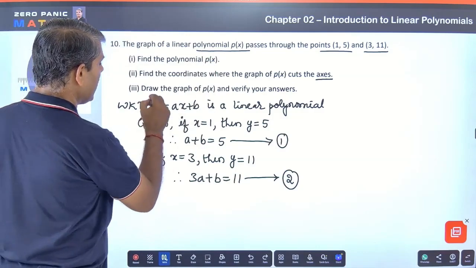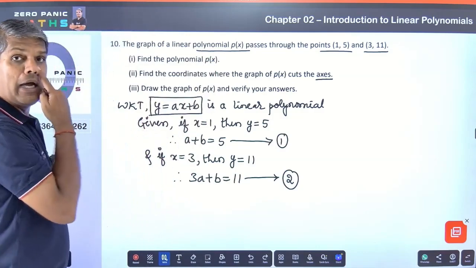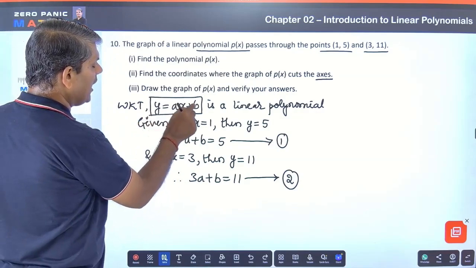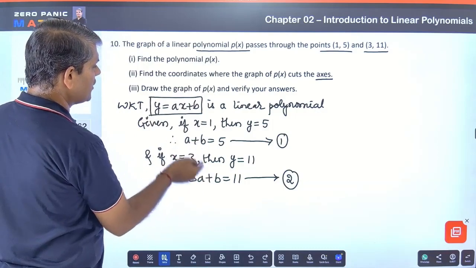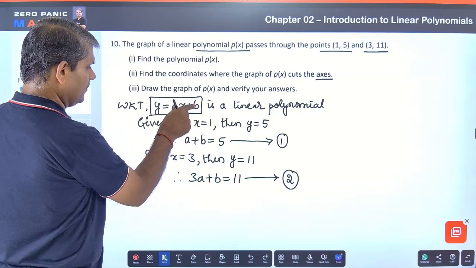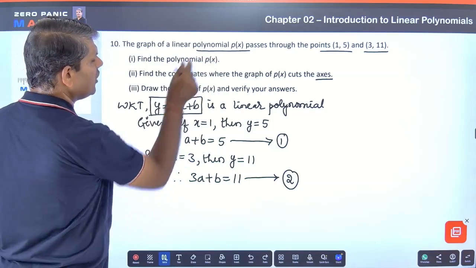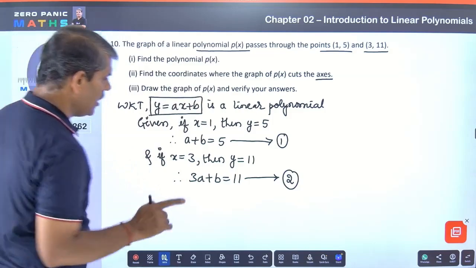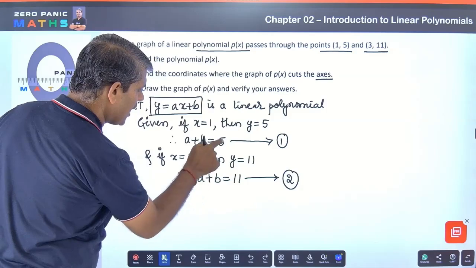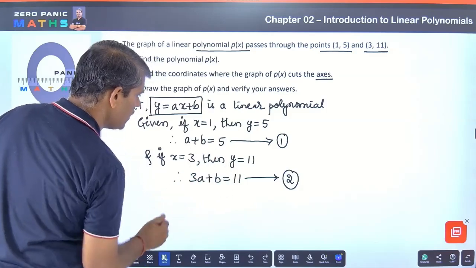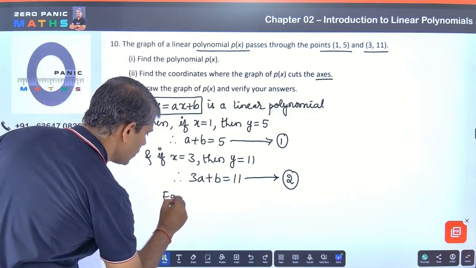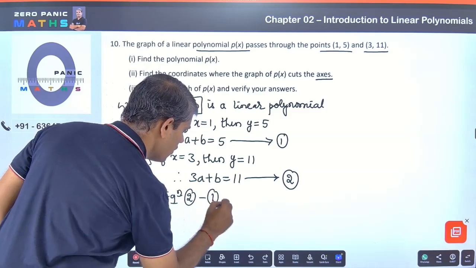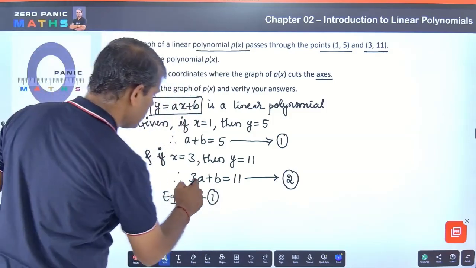See, this is my general format of a linear polynomial. Then if I find the values of a and b by using these two equations and substitute them, that will give me the linear polynomial p of x. That's all we are going to do here. Understood this? Okay. Now let us subtract equation 1 from equation 2, or you can say equation 2 minus equation 1. What will it give me?